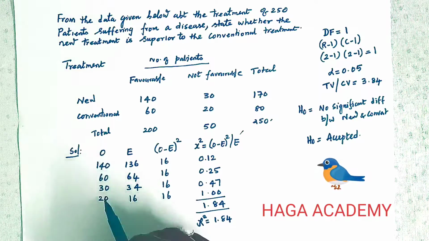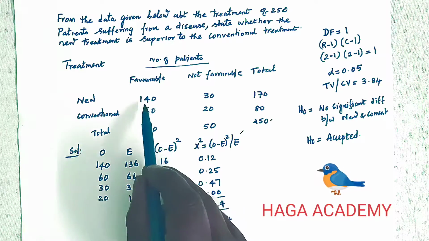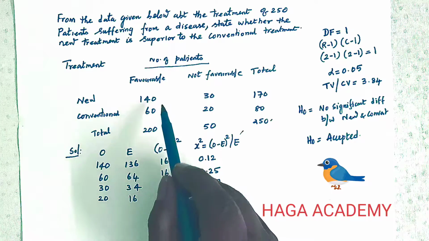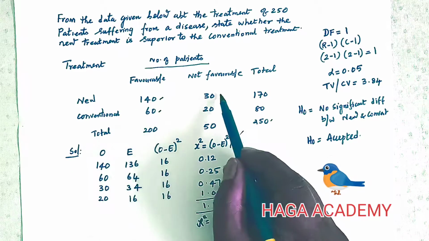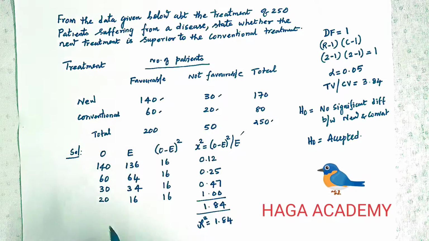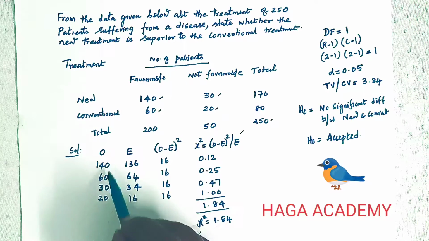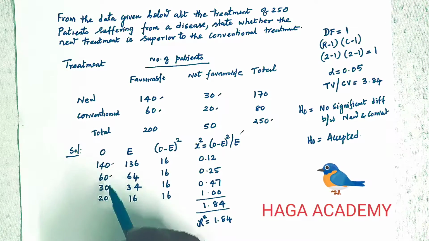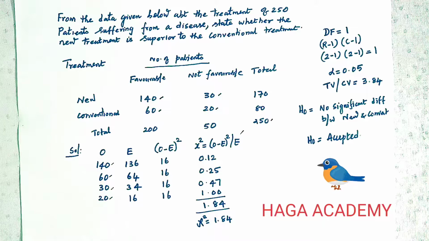For example, observed frequency means the available data. For example, 140, 60, 30, 20. This is the available data, I mean the observed frequency. Just take the same thing and write 140, 60, 30 and 20. Now we want to identify the expected frequency.